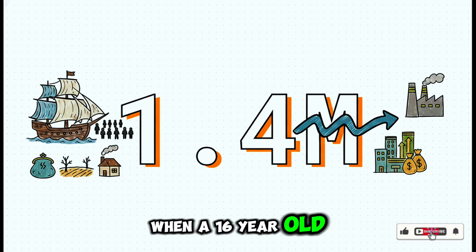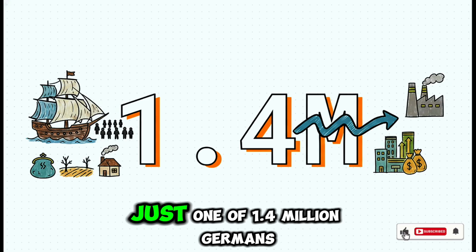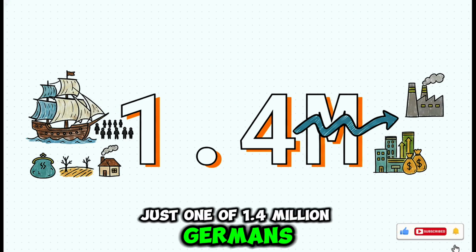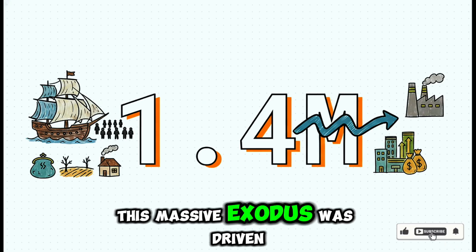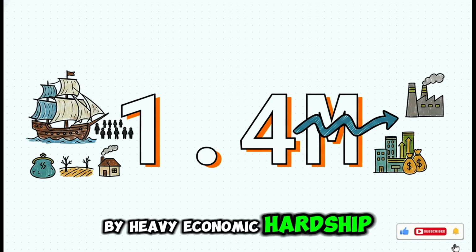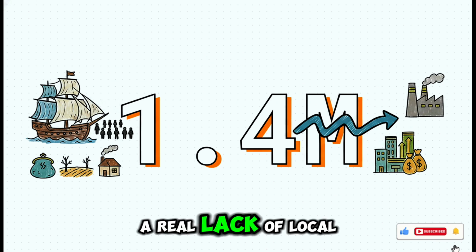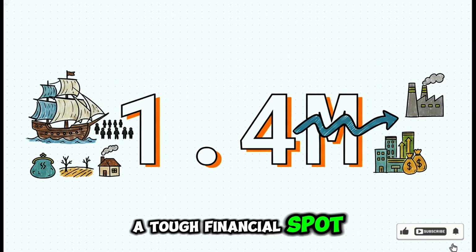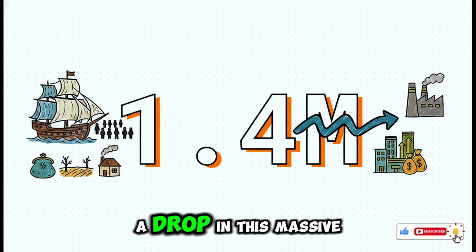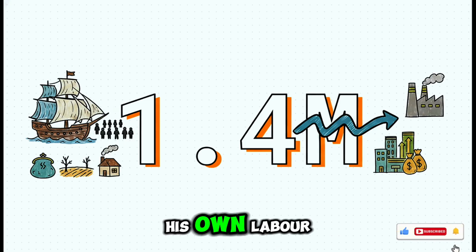Now, the crucial thing to grasp here is the sheer scale of the market forces at play. When a 16-year-old Frederick left his home in Germany for New York back in 1885, he was just one of 1.4 million Germans migrating to the U.S. in that single decade alone. This massive exodus was driven by heavy economic hardship, rapid population growth, and, for Frederick specifically, a real lack of local prospects after his father passed away and left the family in a tough financial spot. So he was quite literally a drop in this massive demographic wave, basically seeking higher yields on his own labor.